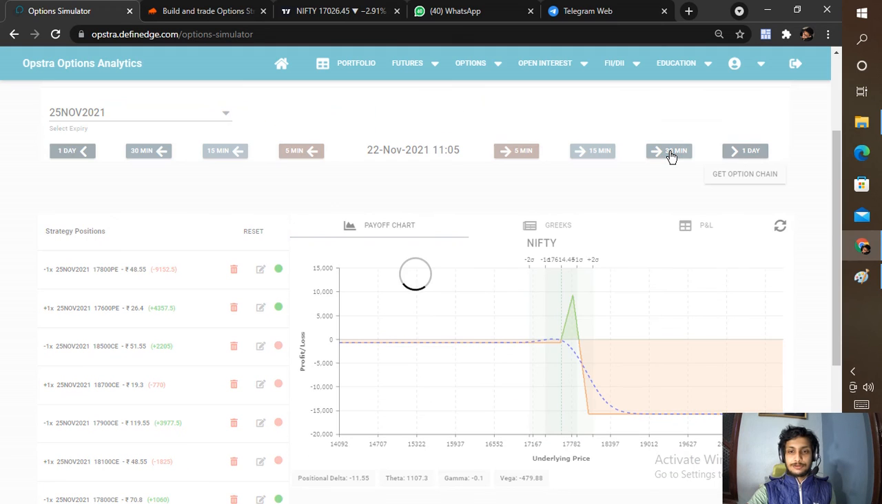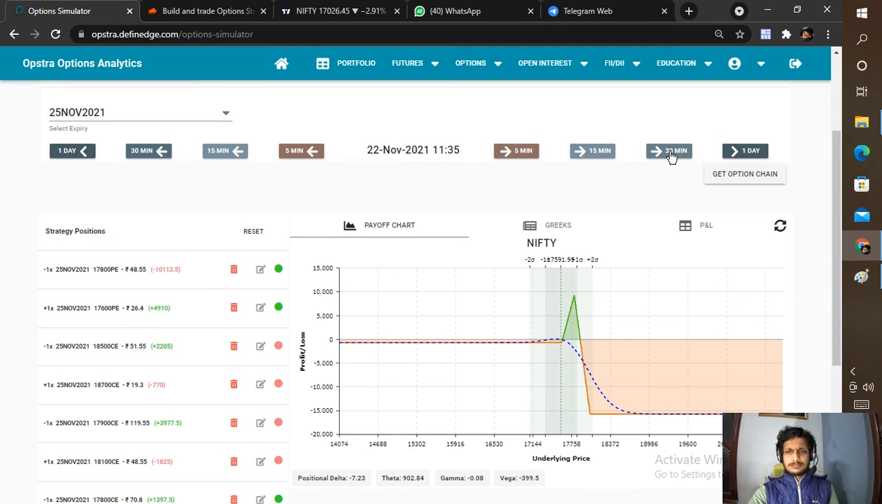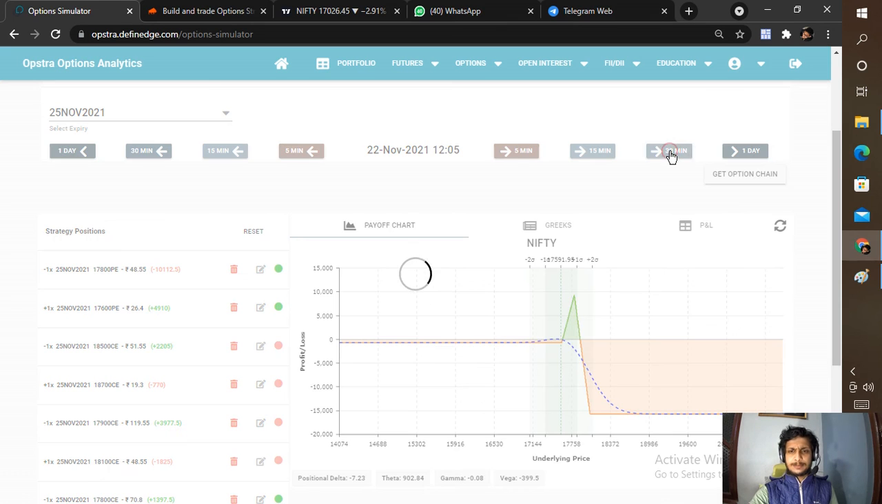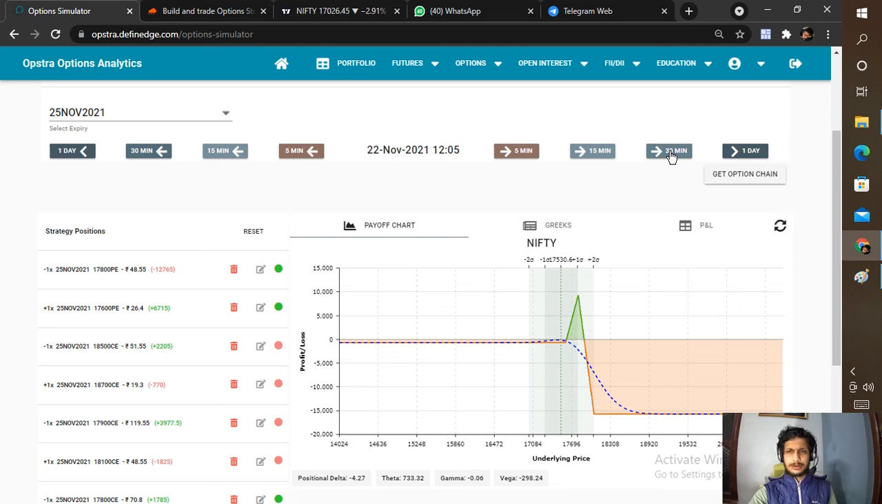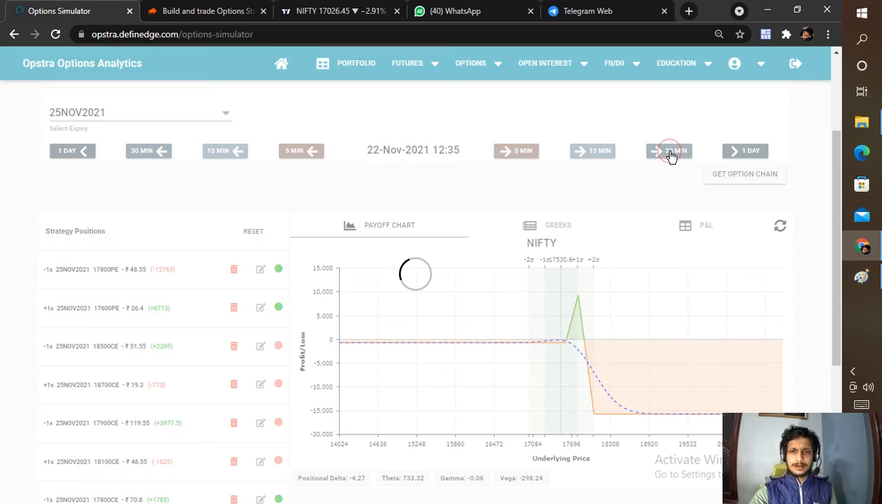So let's move 30 minutes more. Okay, so let's move 30 minutes more. Let's wait, because we will try our best. We will not come out from the market till the expiry date. We will try our best. Whenever the loss is lesser, whenever we see something green, we will just pop out from the market.